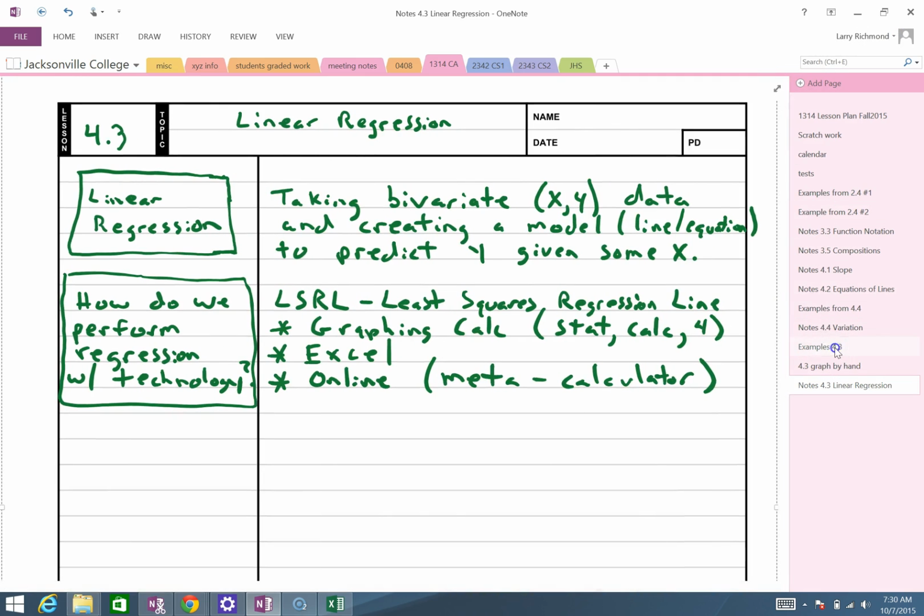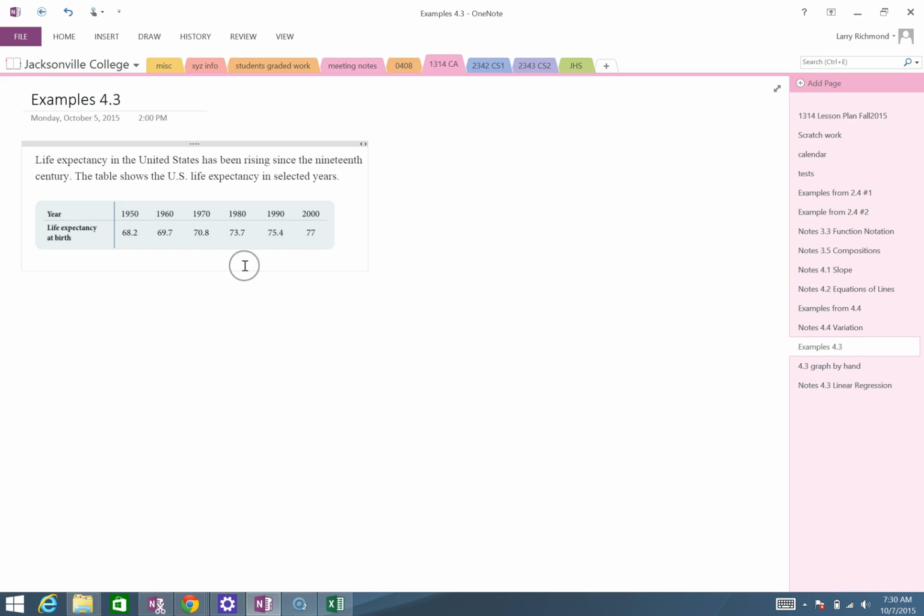Alright, I'm going to look at a particular problem. Our problem here says life expectancy in the United States has been rising since the 19th century. The table shows the U.S. life expectancy in selected years. If you were born in 1950, you were expected to live 68.2 years, all the way to 2000, you would be expected to live 77 years. If we graphed this, we would see that as x increases, y increases. All right, and you should always graph, but here I'm talking about making the regression using this calculator.